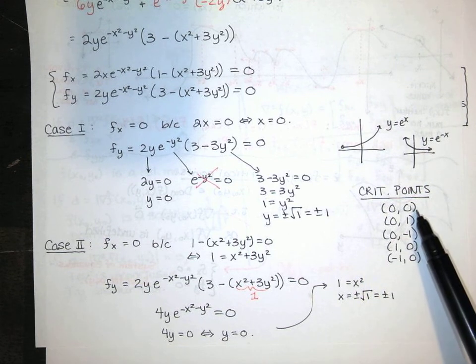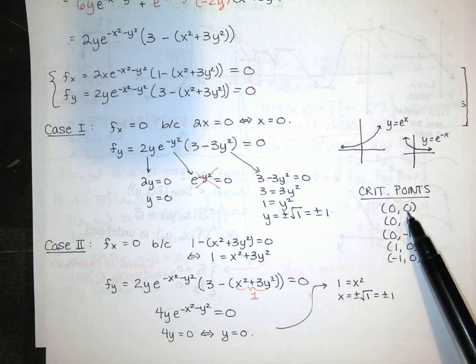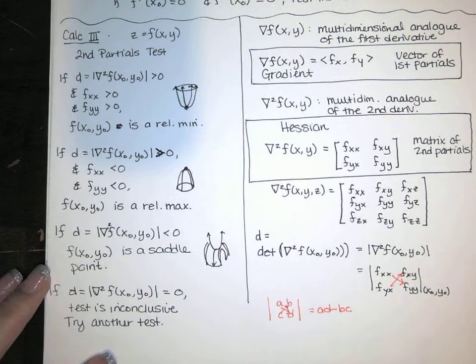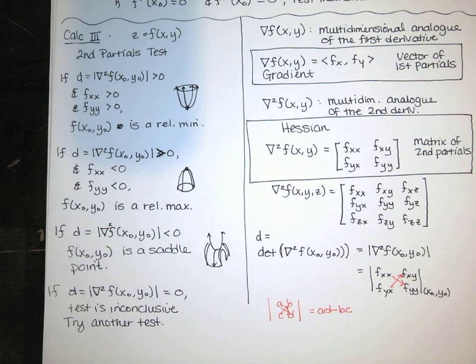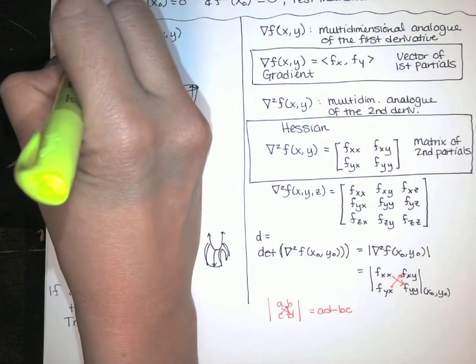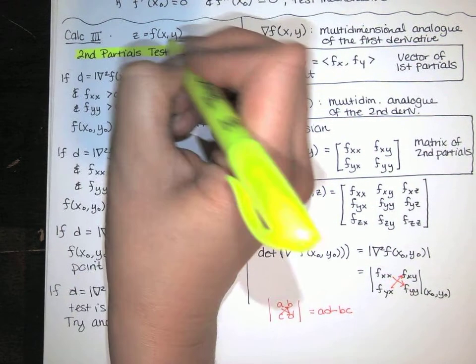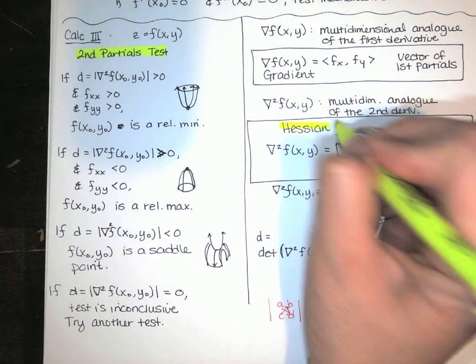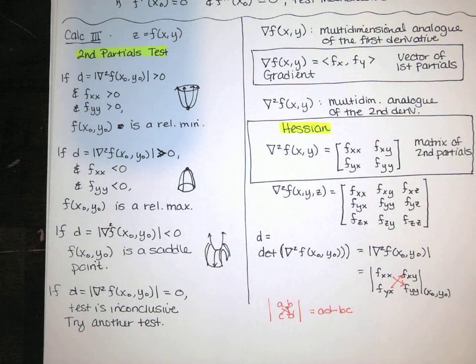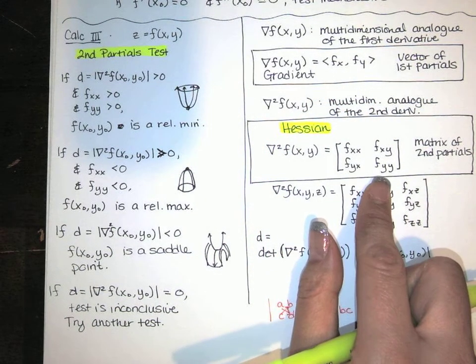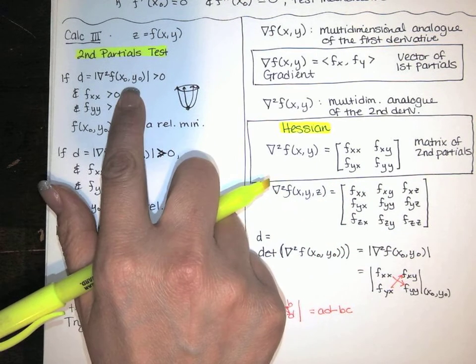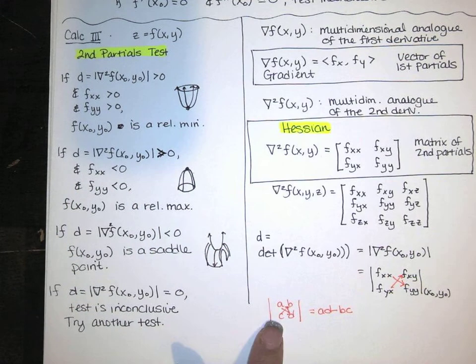Now we want to know, does this critical point correspond to a min, a max, saddle point, or is it impossible to tell? And the same thing for all the rest of the points on this list. So also in the last video, we introduced the second partials test. And that's what we're going to use here. We said, find the Hessian. That is our multidimensional analog of the second derivative. It's the matrix of second partials. So we found that, and then we evaluate that at each critical value, and then take its determinant using this.